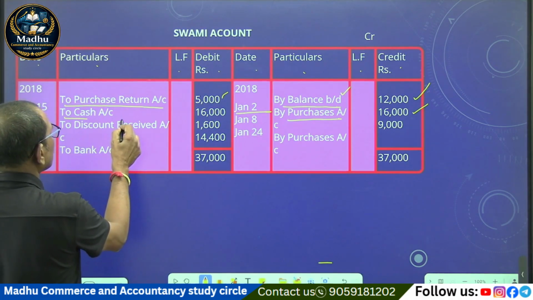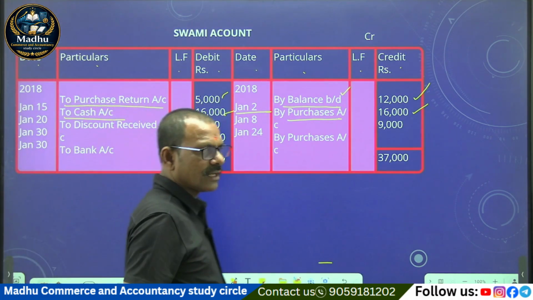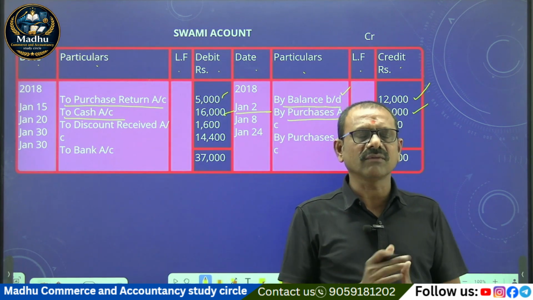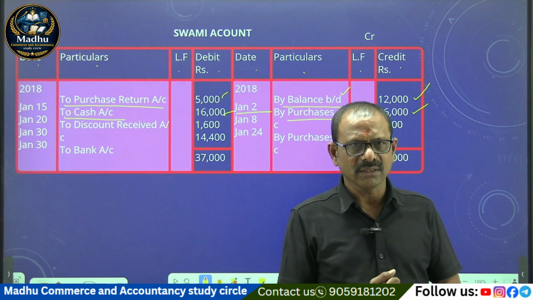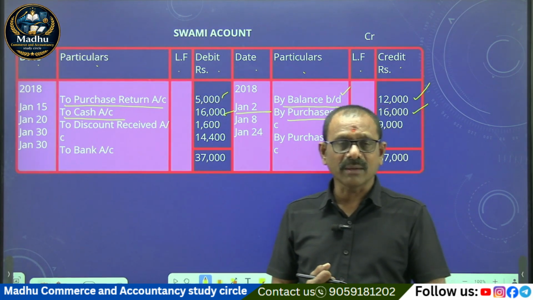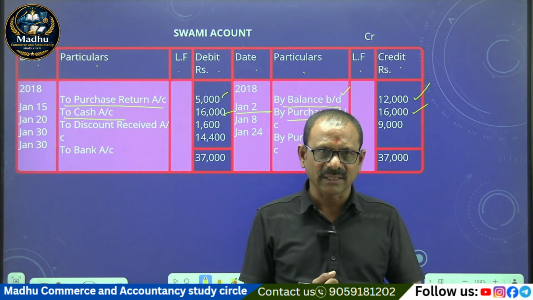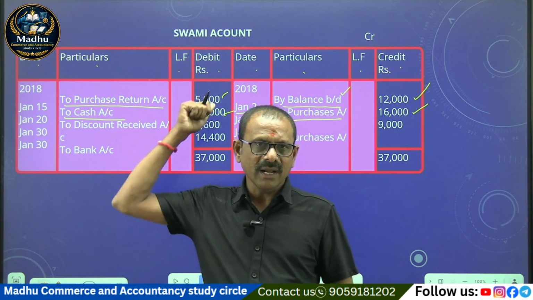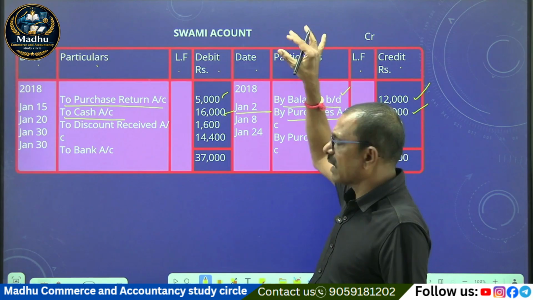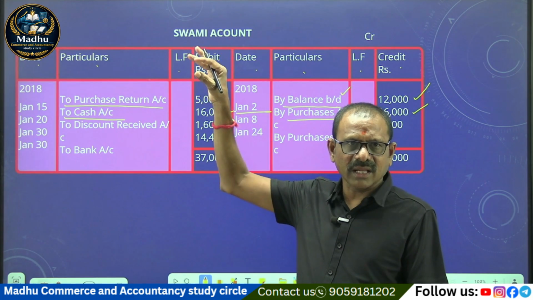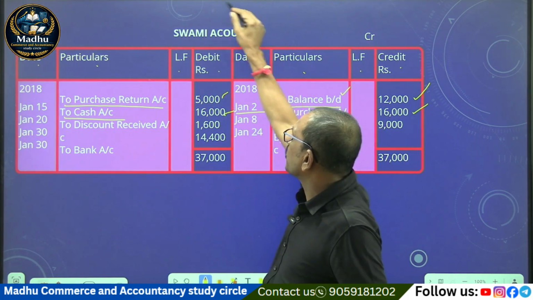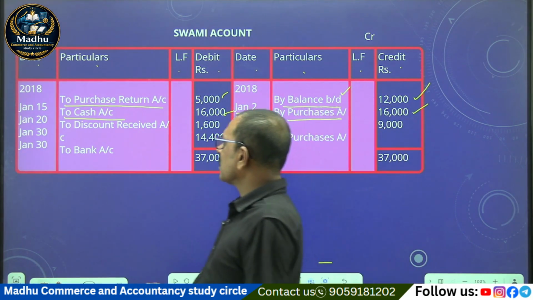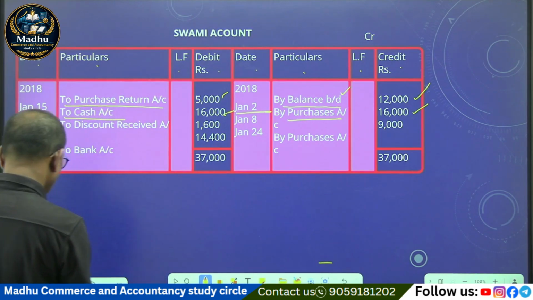What he received, cash, should be recorded on the debit side: what is receiving, what is giving. Those words only we have to write. Don't write the name of the Swami or the name of the Sudha like that. The name of the person should not be recorded here. We are preparing the account in the name of the person, so the person's name should be above the table. So here, cash account 16,000 we have completed.